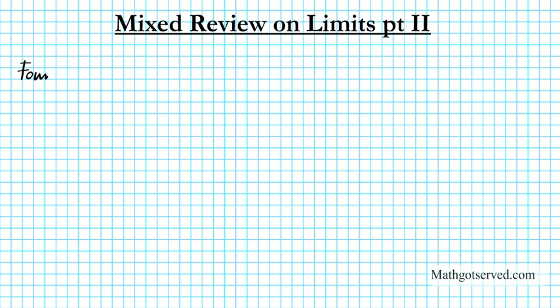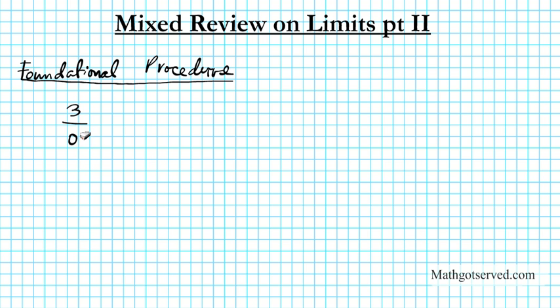It's a foundational procedure, and it's good to know how to do this. Let's say you had 3 divided by 0 from the right. What does this mean? 0 from the right means an infinitely small positive number.